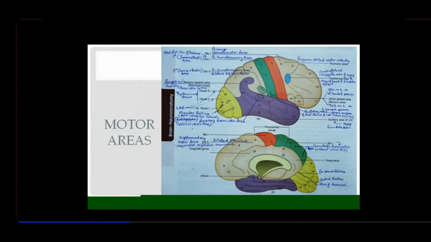Now talking about another motor area, and that is the frontal eye field area. As you know, on the frontal lobe of the brain you have two sulci running longitudinally, dividing it into superior, middle and inferior frontal gyrus. So area number 6 and 8 you're seeing here are on the superior frontal gyrus.